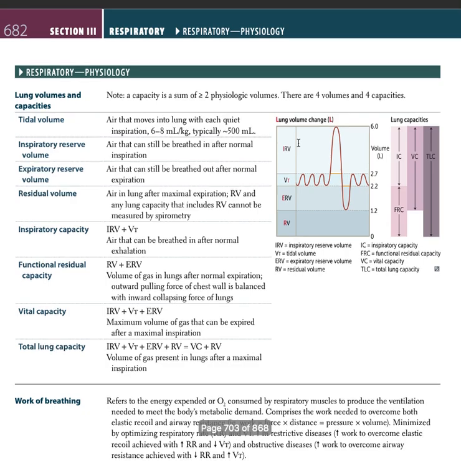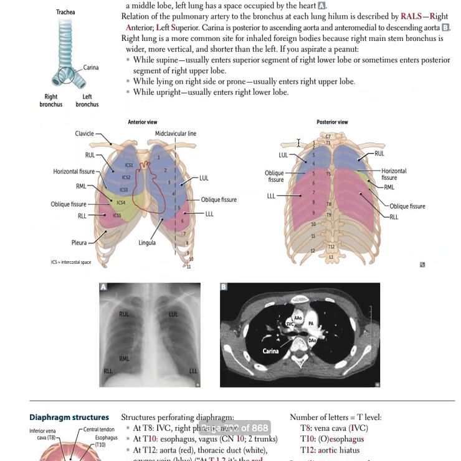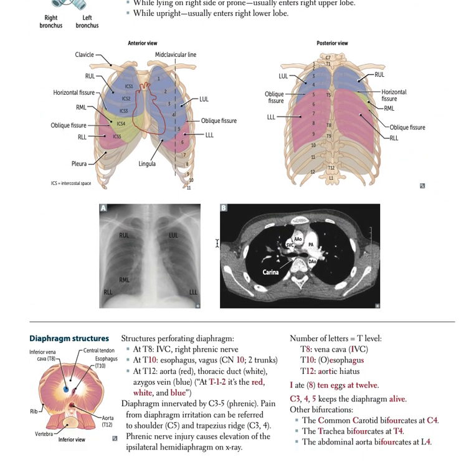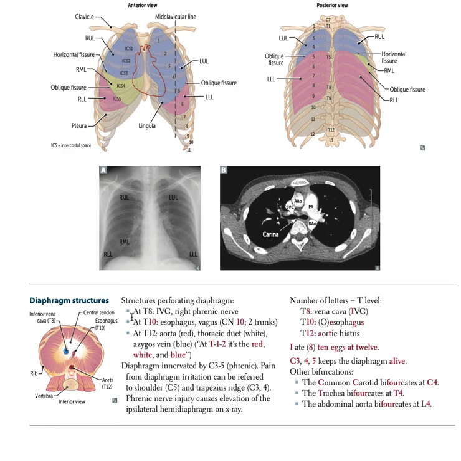Coming to the diaphragmatic structures. So the structures which are perforating the diaphragm, we have at T8 the inferior vena cava and the right phrenic nerve, at T10 esophagus and vagus, at T12 aorta, thoracic duct and the azygous vein.